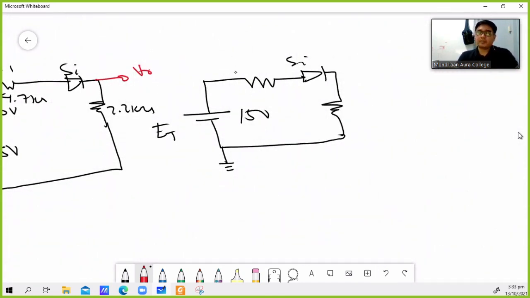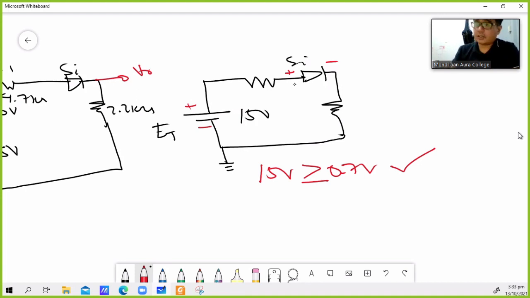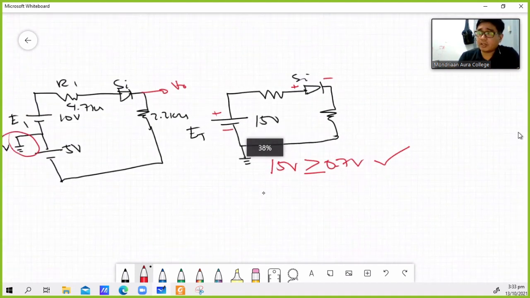So, unang criteria, is the anode positive with respect to the cathode? Yes. So, positive yung anode and negative yung cathode based on the orientation of your supply. Pangalawa, is the input voltage greater than or equal to the threshold voltage? 15 volts is greater than or equal to 0.7 volts. Yes, pasok. Therefore, the silicon diode is forward biased. Okay, ito yung isang technique na sinasabi ko sa inyo.